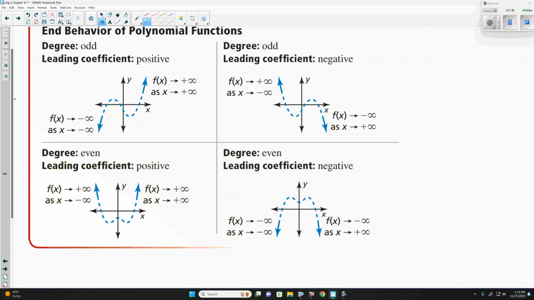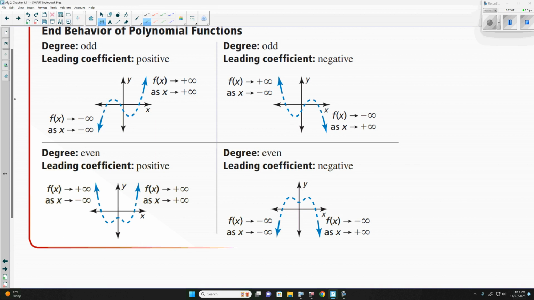Now, the first thing we do have is the degree. The degree of the function is either going to be even, or the degree is going to be odd. There's only 2 directions it can go. It's either going to be an even function or an odd function. It means the biggest exponent is going to be even or odd. It has to be one or the other.